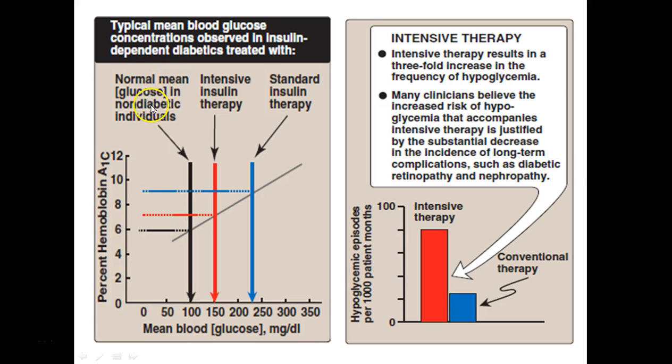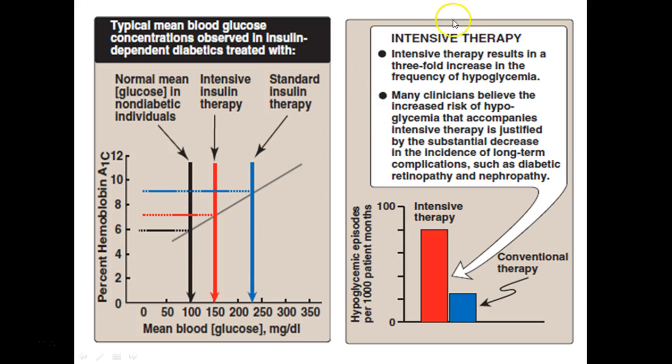So initially, normal mean glucose in non-diabetic individuals should be somewhere around 100, wherein the hemoglobin A1C value will be around 6%. Typical mean blood glucose concentrations are observed in insulin dependent diabetes patients who are treated with intensive insulin therapy. So if someone is on intensive insulin therapy, the HbA1c will be between 6 and 8, with a mean level around 150. With standard insulin therapy, you see this is somewhere around 225, and it is going towards 9.